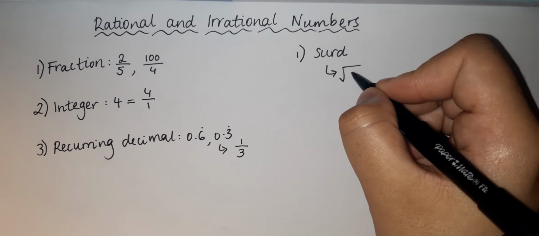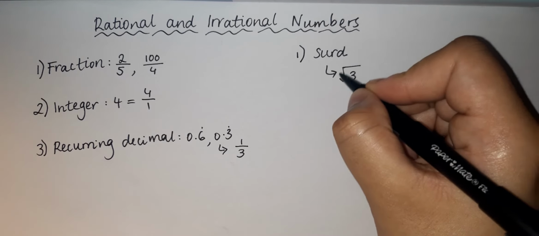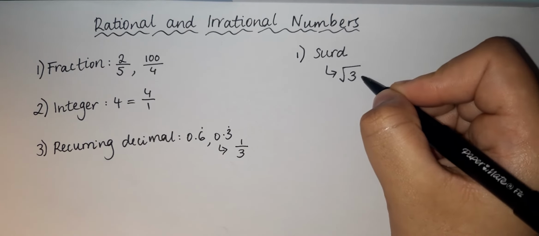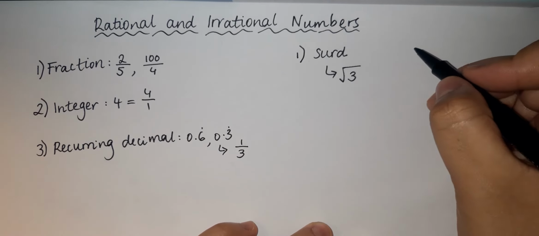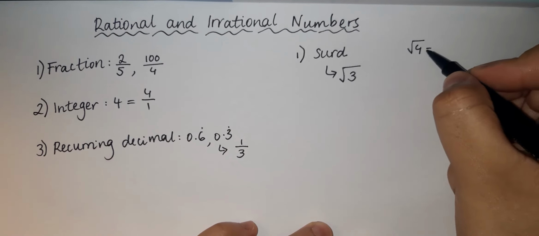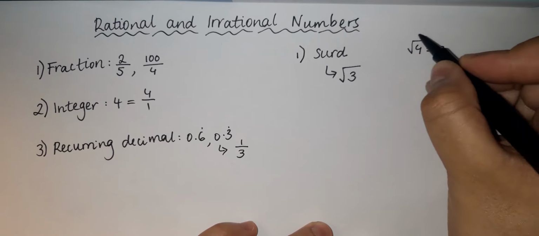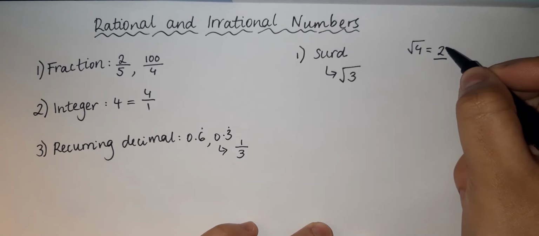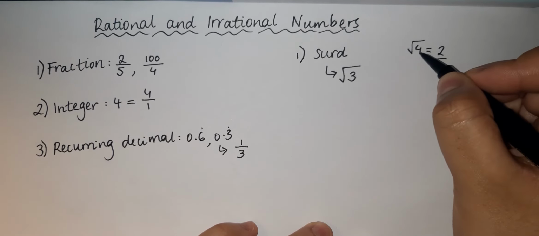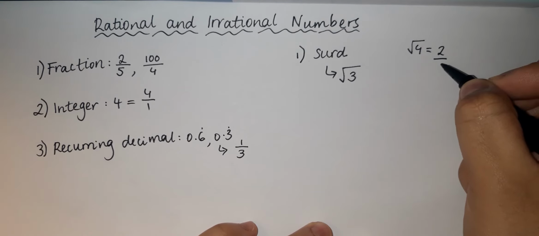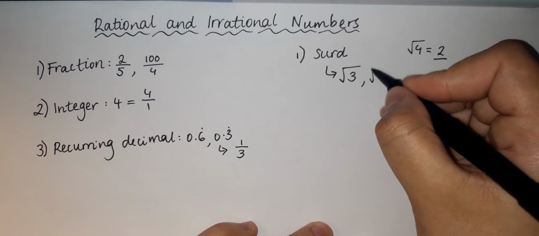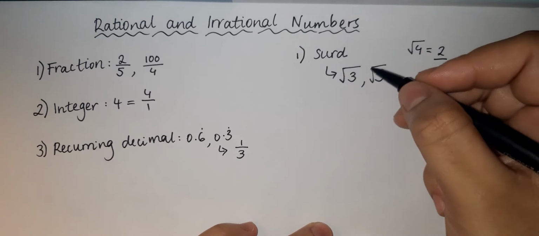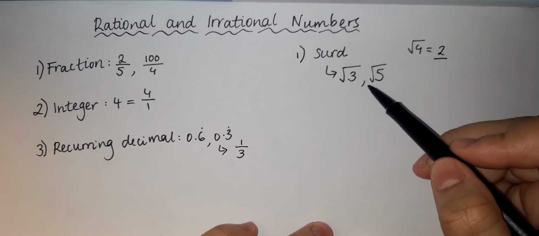So for example, if we have the square root of 3, we can't make that into an integer. If we had root 4, we could write 2. Now this is not a surd. This is a square root of a number and we get an integer. So this is not a surd. This, however, is a surd. So root 3 is a surd. Root 5 is also a surd. So this is an example of irrational numbers.